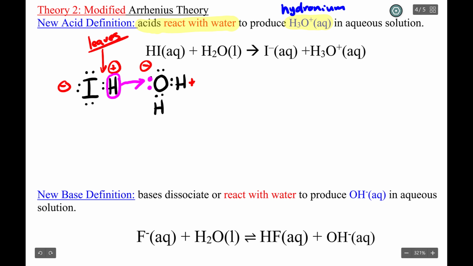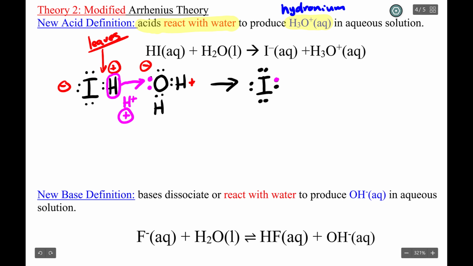Now, during this motion of moving from HI to water, it is a proton. It is H+. It is just a proton. That is all it is. So what ends up happening is the I is still there. It has all of those valence electrons, including the one left behind by hydrogen.